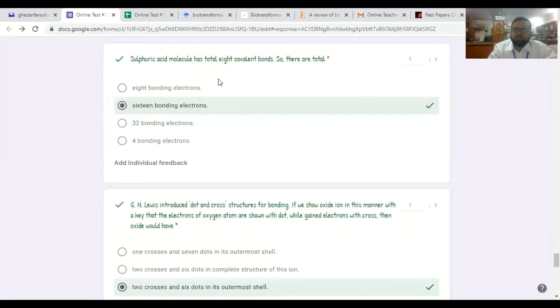A sulfuric acid molecule has a total of 8 covalent bonds. So there are a total of 16 bonding electrons, because each bond requires 2 electrons. So I think we do not need to discuss the other options.